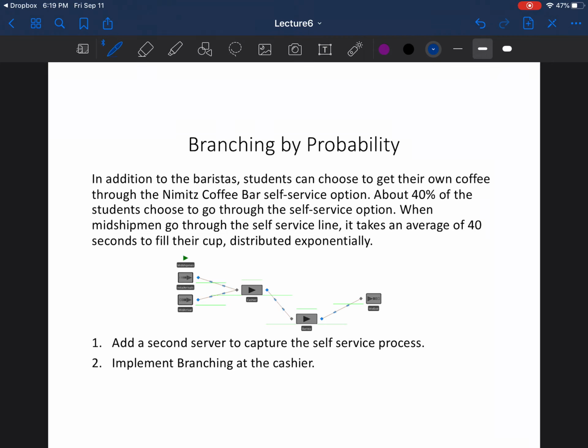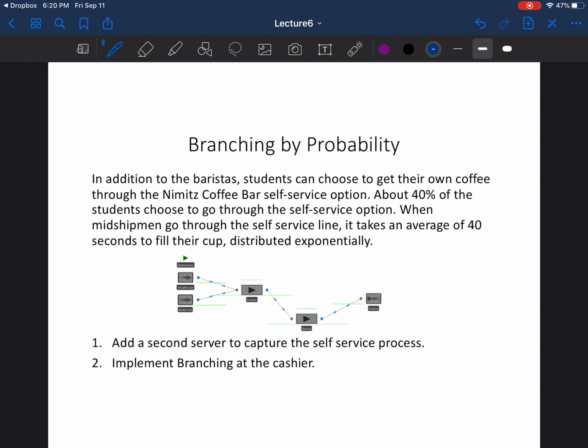Welcome to Lecture 6, Part 2. If you haven't watched Part 1 and created the model with Nimitz and modified the model as described there, I'm going to ask that you stop and go do that first. Otherwise, I'm going to assume that you've modified the Nimitz model in the way that I described there.